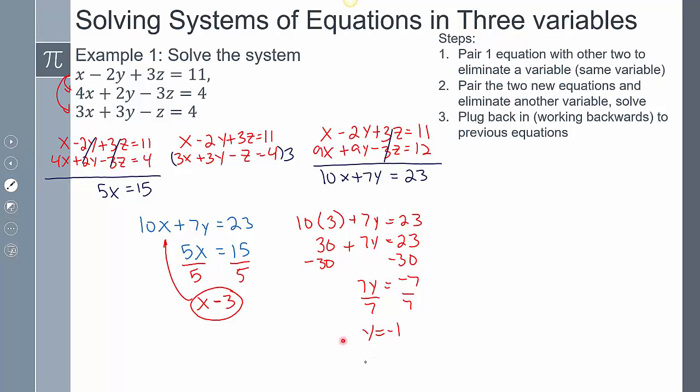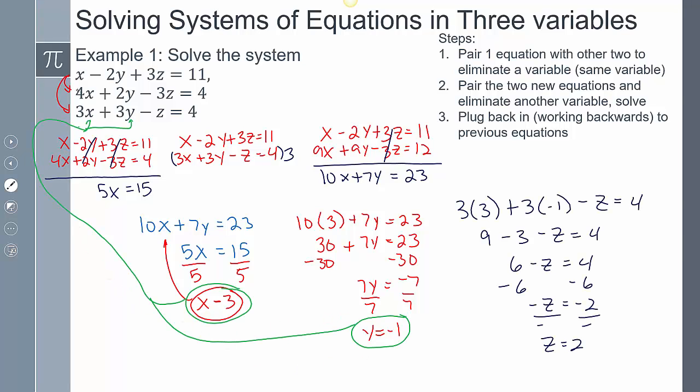And so now I have to take both of these, right? We're working backwards here, and I've got to plug them all the way back into one of the originals. I decided to use this equation here. So I got 3 times 3 plus 3 times negative 1 minus z equals 4. Simplify, that turns into 6. Minus 6 on both sides, I get negative 2.